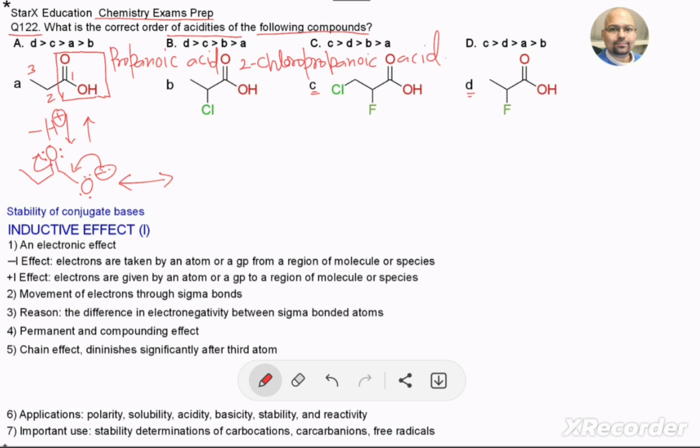So resonance is movement of electrons where the electrons move from one part of a molecular species to a different part. And in resonance, the electrons that can take part are pi electrons or negative charge or lone pairs of electrons.